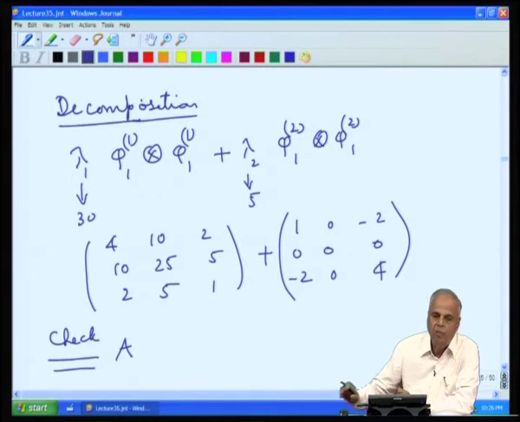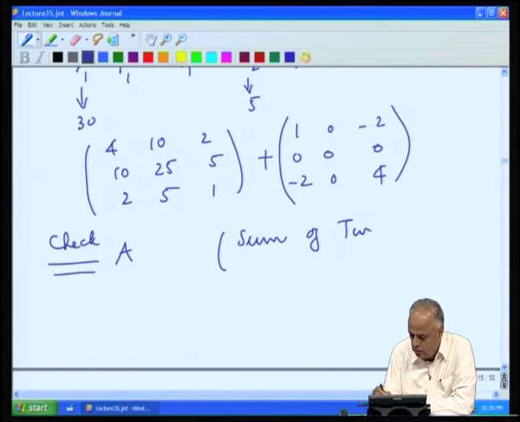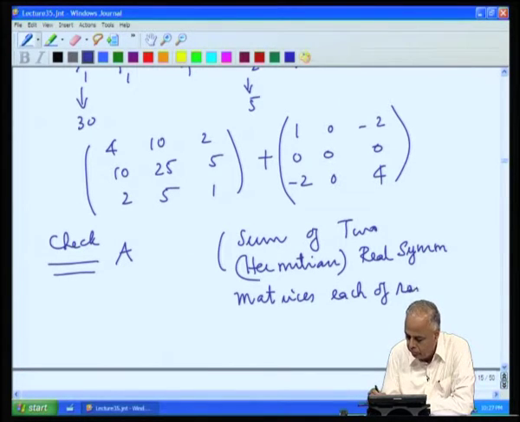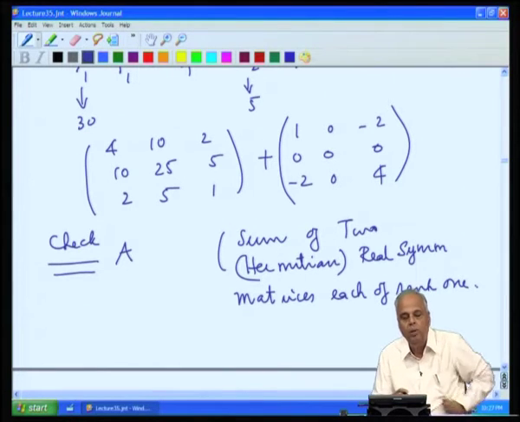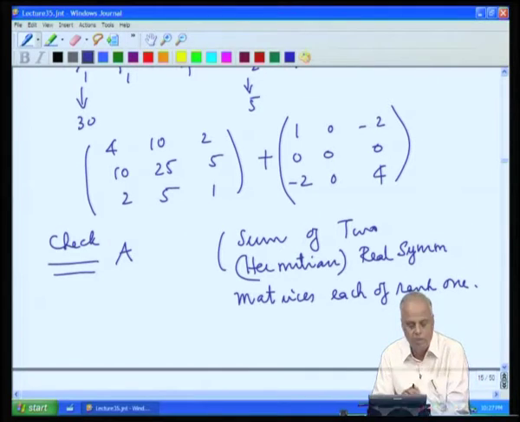So, therefore, we have expressed A as the sum of two Hermitian matrices, in this case real symmetric matrices, each of rank 1. And why do we have only two terms in the sum? It is because of rank 2.